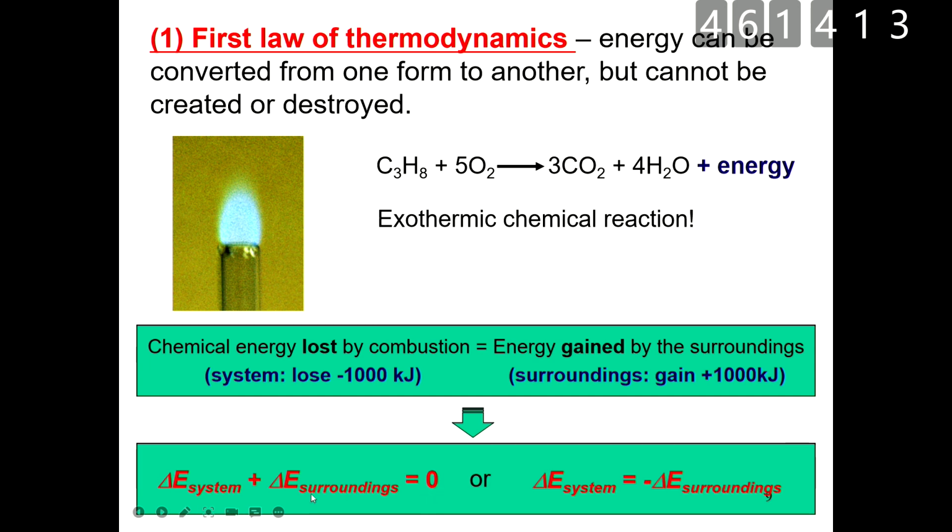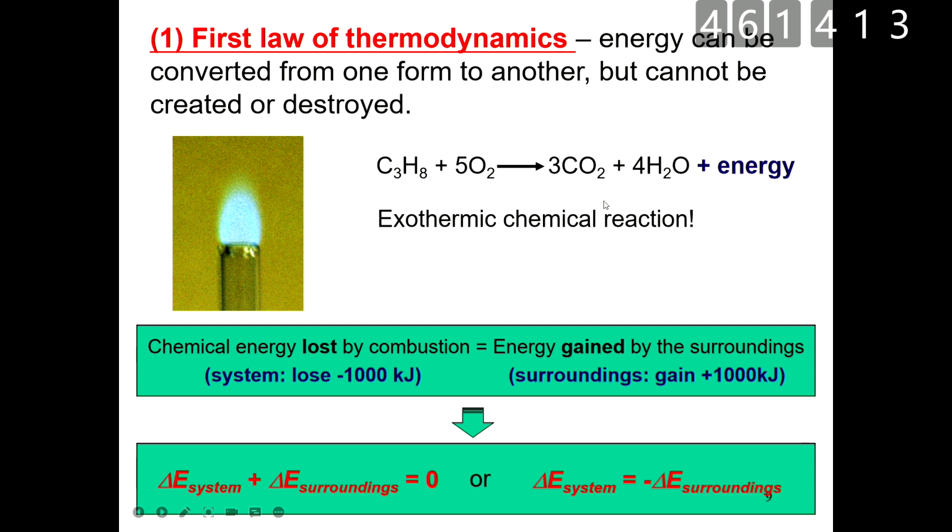So this is about the first law of thermodynamics. This means the energy can be converted from one form to another. So in this case, which kind of energy is changed to which kind of energy after this reaction?